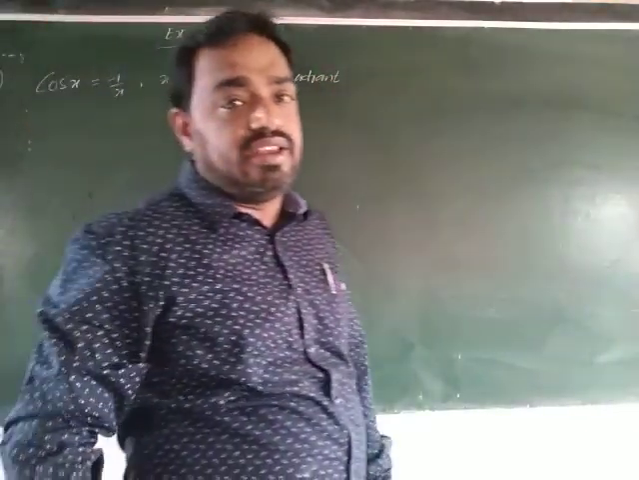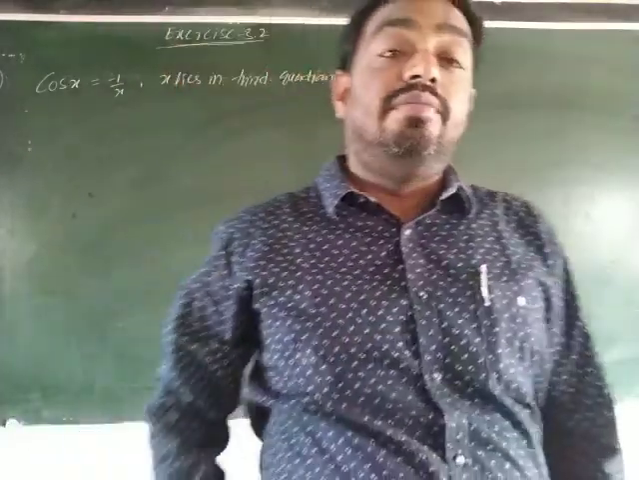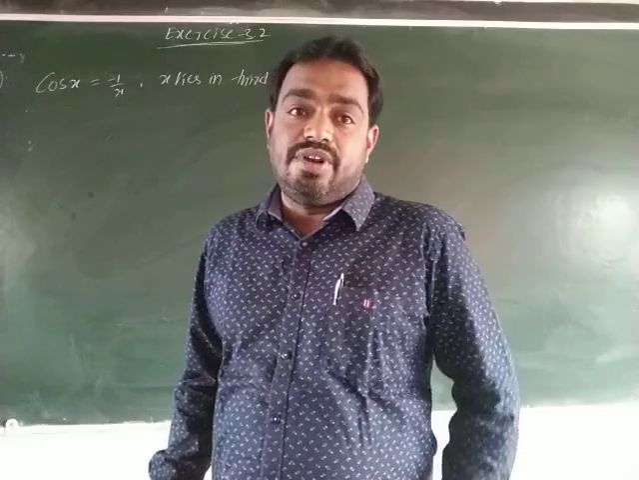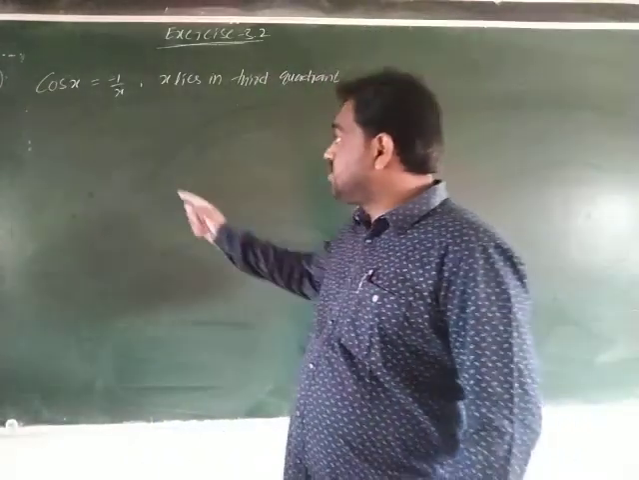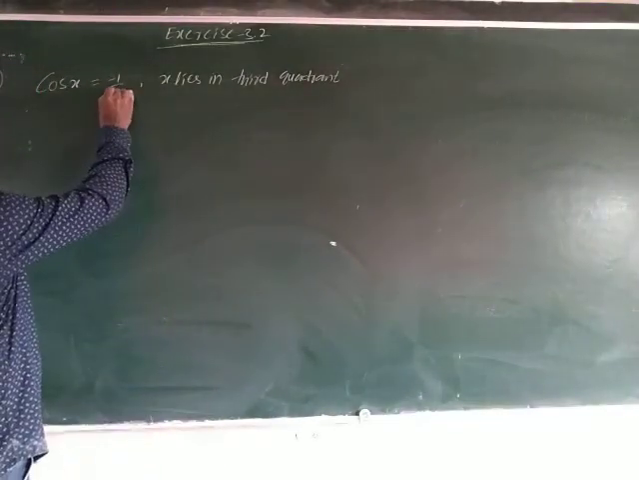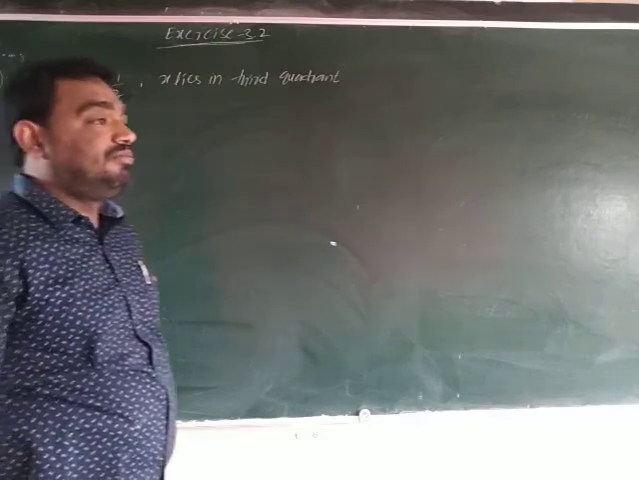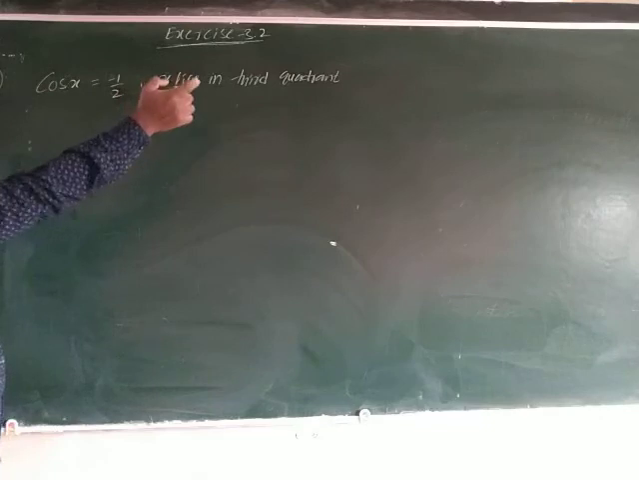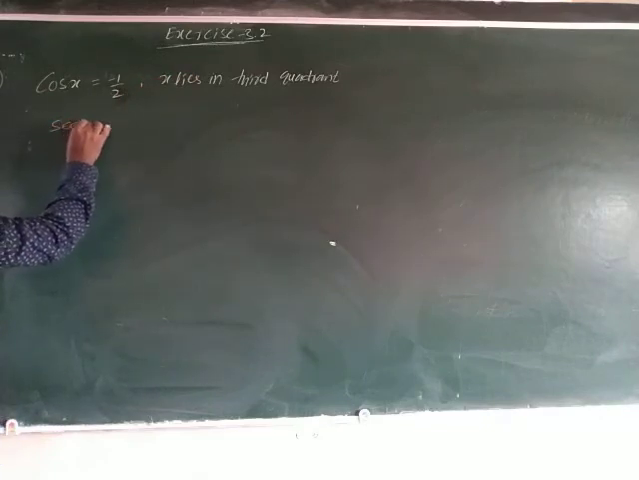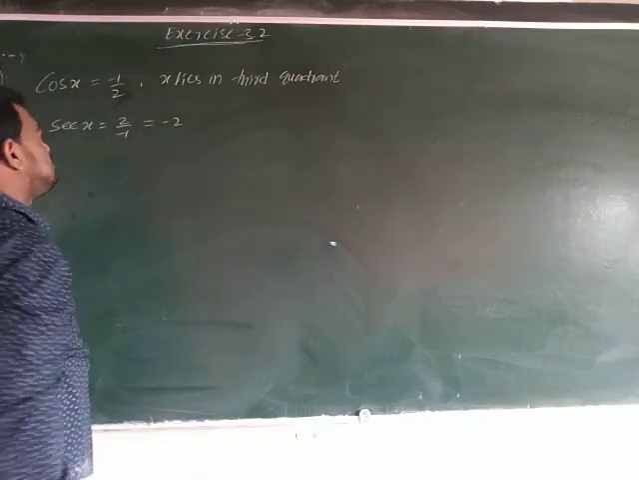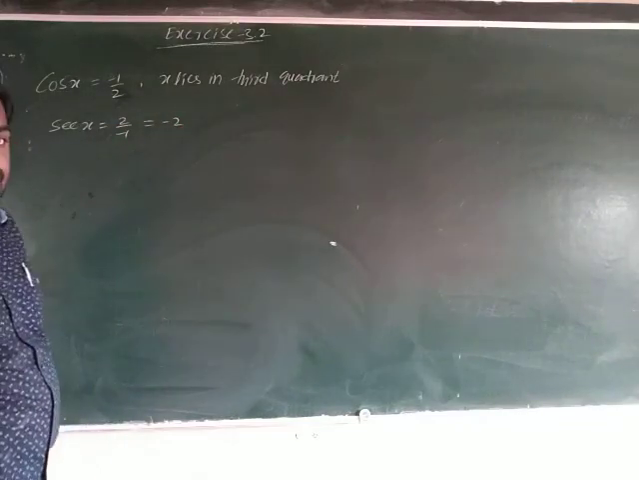That means in Q3. What we need to find here is the remaining trigonometric functions. Remaining how many? 5. Total trigonometric functions are 6. One value they have given, cos x is equal to minus 1 by 2, and x lies in the third quadrant. We need to find the remaining. When we know cos x, we can easily write secant x. Secant x is nothing but the reciprocal, 2 by minus 1. So minus 2 is the secant x. We got one value.